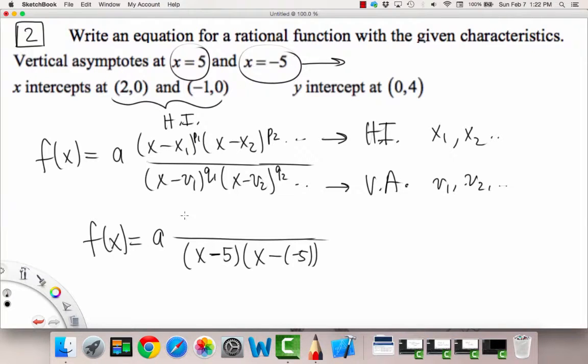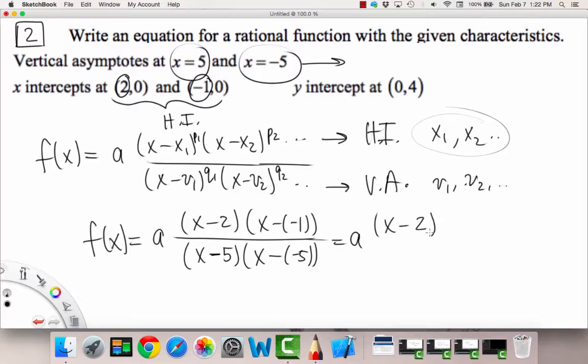And then on the top, they already gave us our horizontal intercepts, right? So we have x equals 2 and x equals -1. These are kind of like the top values, okay? So we have x minus 2 and x minus -1 on the top there. Now if we simplify, we get a times, where a is some unknown constant, x minus 2 times x plus 1 on the top, over x minus 5 and x plus 5.